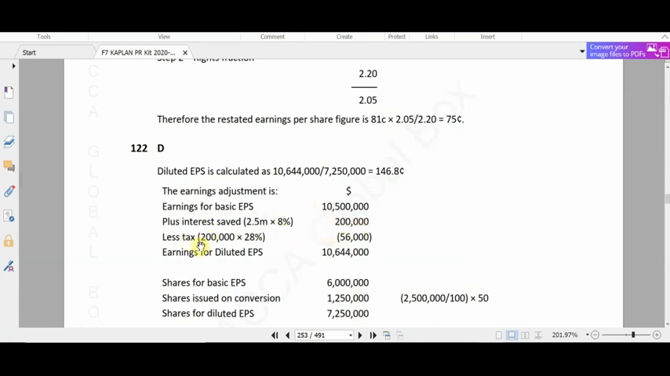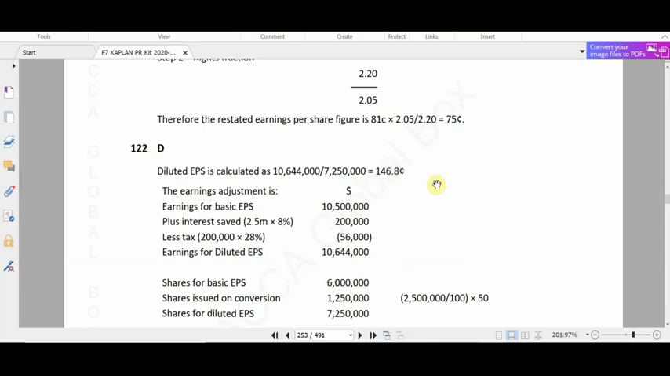And then the tax, which is on the earnings, because when you add the interest saved, there will be tax implication as well. So 200,000 into 28%, 56,000. And the adjusted earnings for diluted EPS is 106,440,000. We have already calculated the shares for the EPS, so you just do the calculation. 106,440,000 divided by 7250, and the diluted earning per share is 146.8.